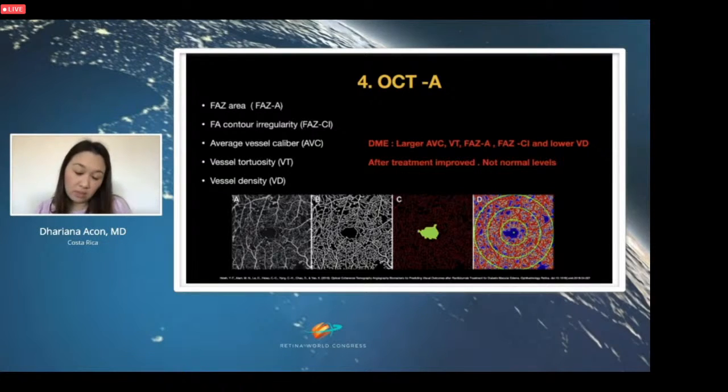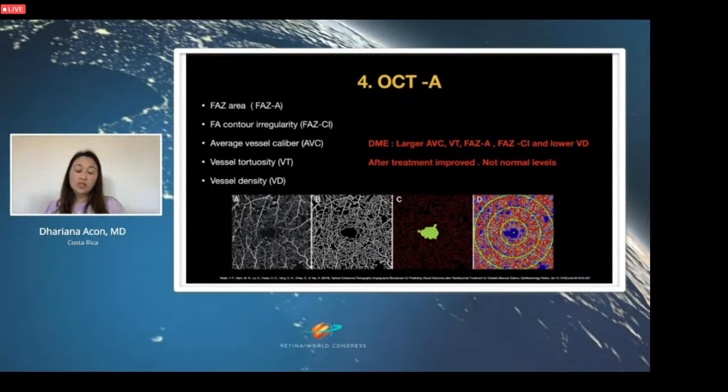So what has been found is that in patients with DME, there is a larger average vessel caliber, vessel tortuosity, foveal vascular zone area, and foveal contour irregularity. And after treatment with anti-VEGFs, these biomarkers can improve, but they usually do not get to normal levels.